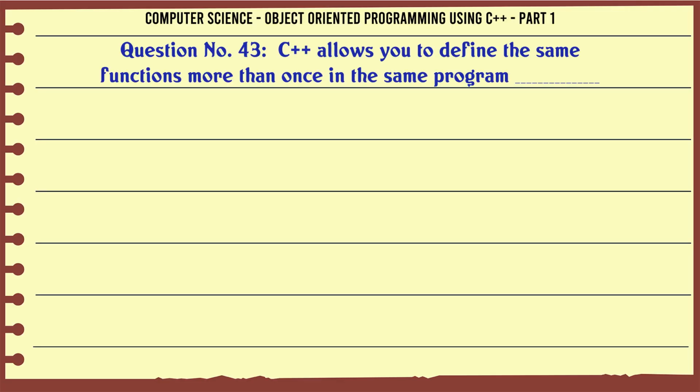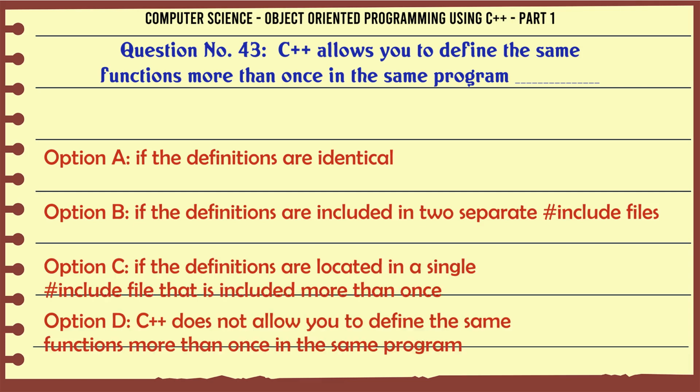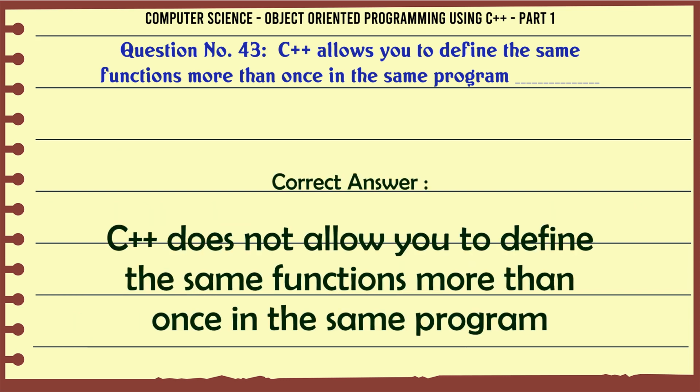C++ allows you to define the same functions more than once in the same program blank. A. If the definitions are identical. B. If the definitions are included in two separate #include files. C. If the definitions are located in a single #include file that is included more than once. D. C++ does not allow you to define the same functions more than once in the same program. The correct answer is C++ does not allow you to define the same functions more than once in the same program.